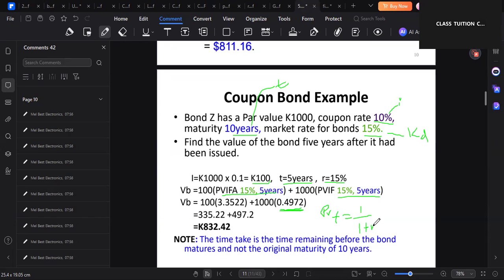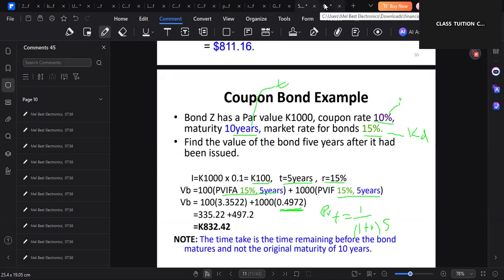15% to the power time. So 1.15 to the power 5. So you're going to get the same answer there. Okay, familiarize yourself with both ways of navigating. Then the other part is 15% under 5 years.